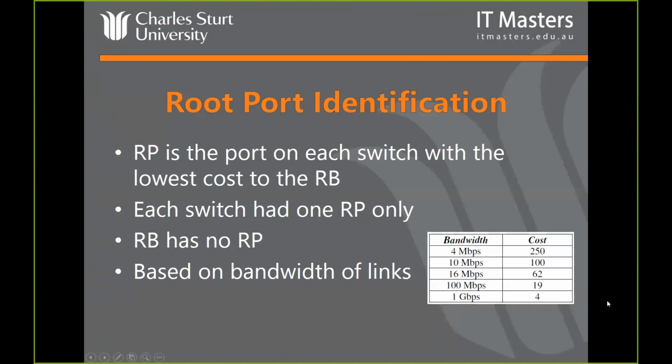lowest cost. So in this case, if we had a 10 meg link and a 100 meg link connected between a couple of switches to give a bit of redundancy, obviously the root port is going to be the 100 meg port, not the 10 meg port, which has a cost of 100.